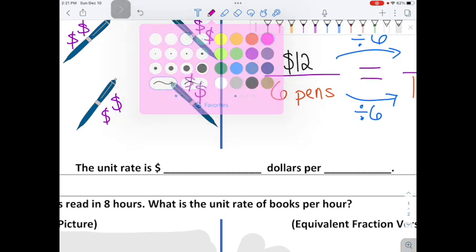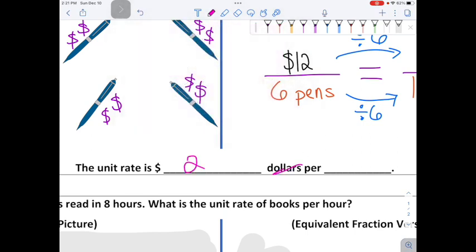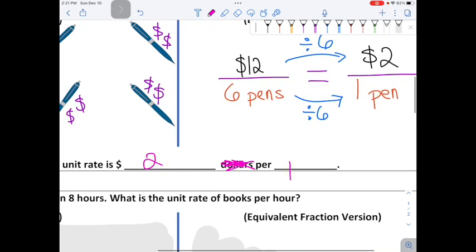The unit rate is $2, so I don't really need this one. $2 per 1 pen. But we don't have to write 1. We can just write pen because there's no S, that means 1. But if you want to, it wouldn't technically be wrong to write 1 pen.